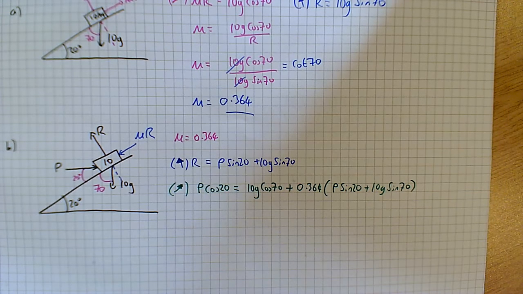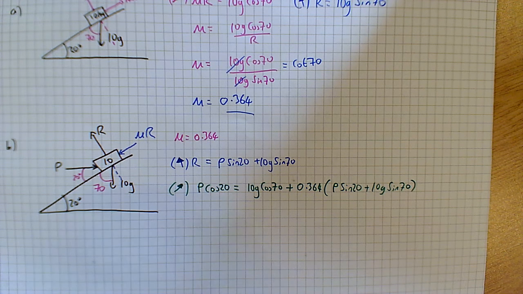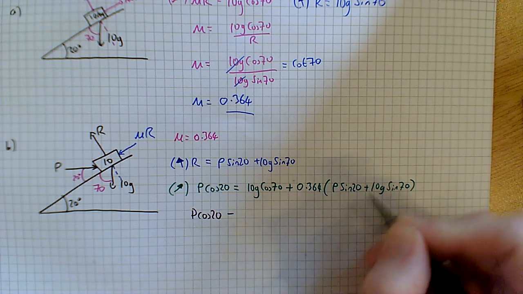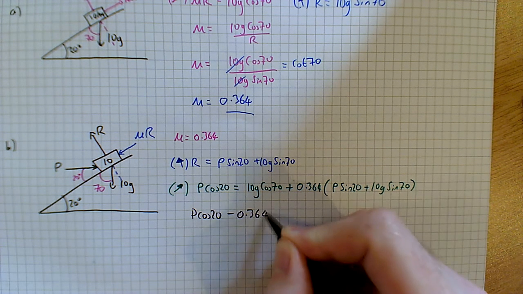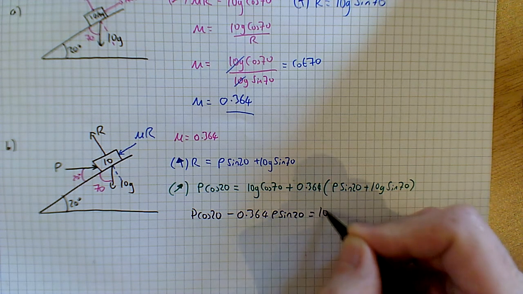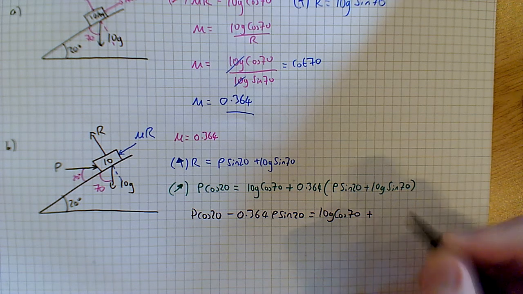Right, what a horrendously ugly equation. So I've got only one unknown, but I've got it twice, I've got two P's. So again, what I'm going to have to do is put those P's on the same side, factorise and divide. So I expand this bracket and I'll move it over. So this is P cos 20 minus, expand this and move it over, 0.364 P sine 20 is equal to 10g cos 70, and of course a 0.364 will have multiplied that.